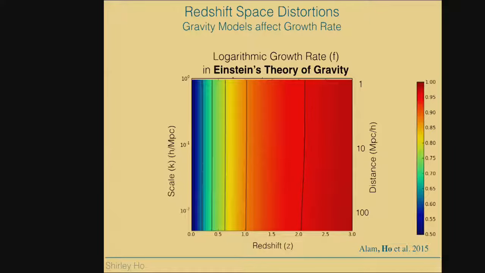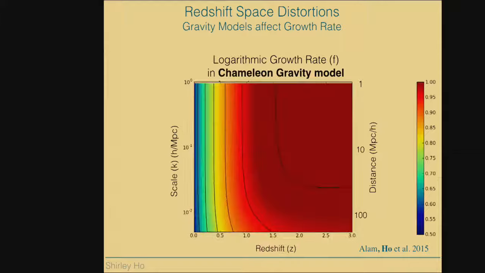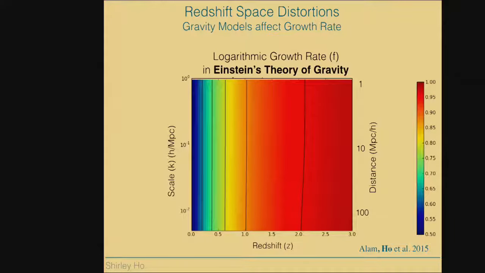This is to give you a sense of what the logarithmic growth rate f, this f parameter that you've seen many times in your equations, how does it change as a function of scale and time? Scale and redshift. So distance on this axis is the same, and redshift. This is in Einstein's theory of gravity. Okay, very different from f(R) gravity model. So if you can measure f as a function of scale and redshift, you have a pretty good shot at telling people whether the chameleon gravity model is correct, f(R) gravity model is correct, or Einstein's theory of gravity.